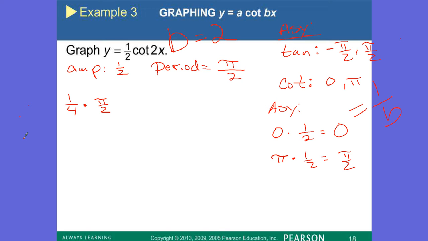There is no phase shift, right? So I'm going to end up with pi over 8. The next one's going to be 1/2 times pi over 4. 3/4 times is going to be 3 pi over 8. There we go. So these are my pieces in between my asymptotes.